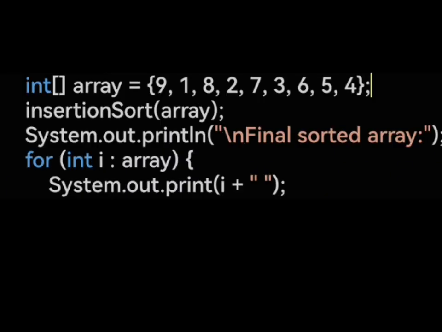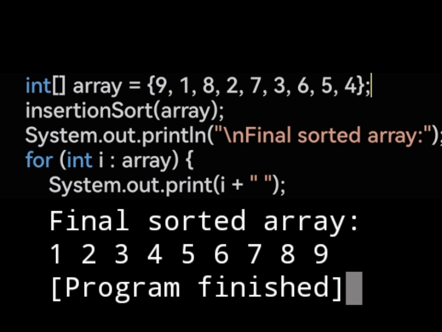Since nag-exit na po tayo sa ating insertion sort method, we will proceed now sa next line, which is the printing of the final sorted array. Our final sorted array now is 1, 2, 3, 4, 5, 6, 7, 8, and 9.